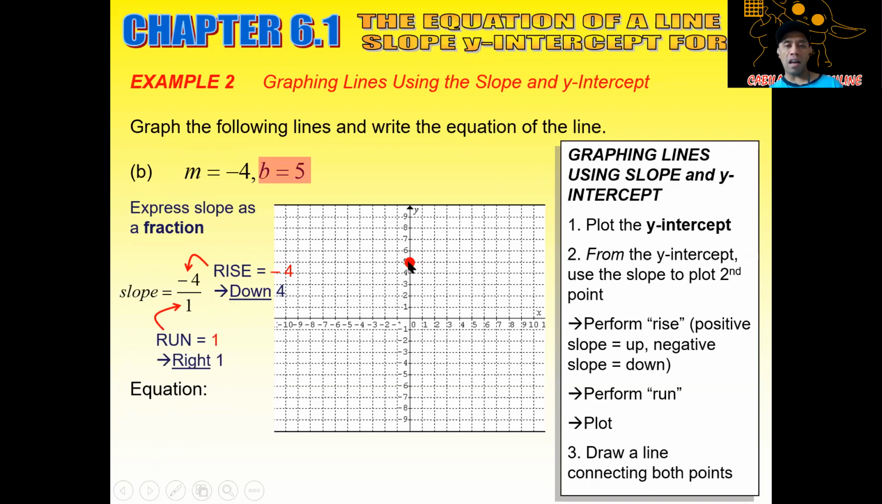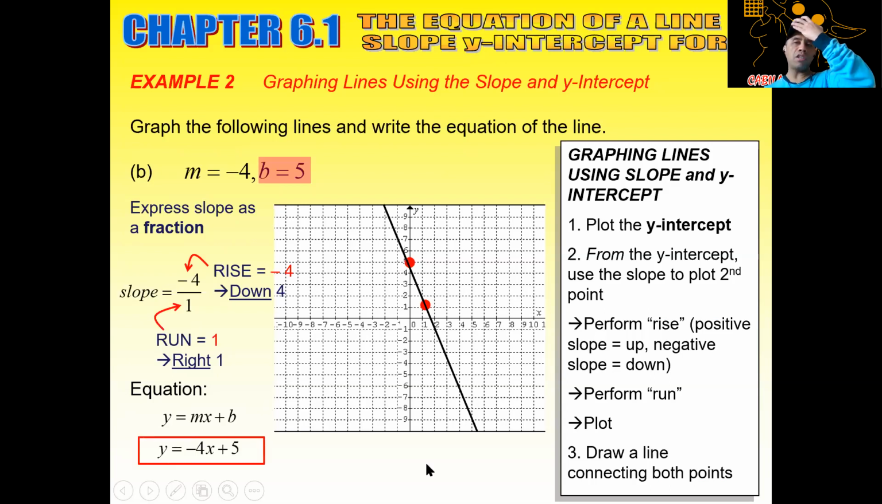So using the guidelines from the y-intercept, I'm going to go down 4, and then right 1, and then plot. And as you can see, we now have a line that's falling down to the right. And just to finish off the equation, we're just going to replace the m here with a negative 4 and the b here with a 5. So the equation for this line will be y equals negative 4x plus 5. So again, just be careful with this one here. Anytime you see a whole number, doesn't matter if it's positive or negative.